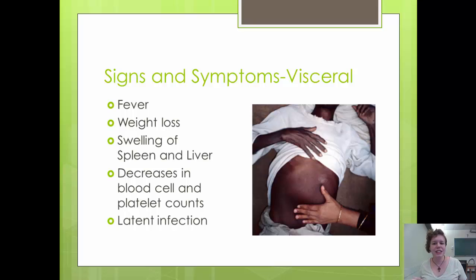Sometimes you can see it appear just weeks or months after being infected, but there's also a latent form that really only appears if you become immunocompromised, either from old age or by getting another infection such as HIV, which causes you to become immunocompromised.